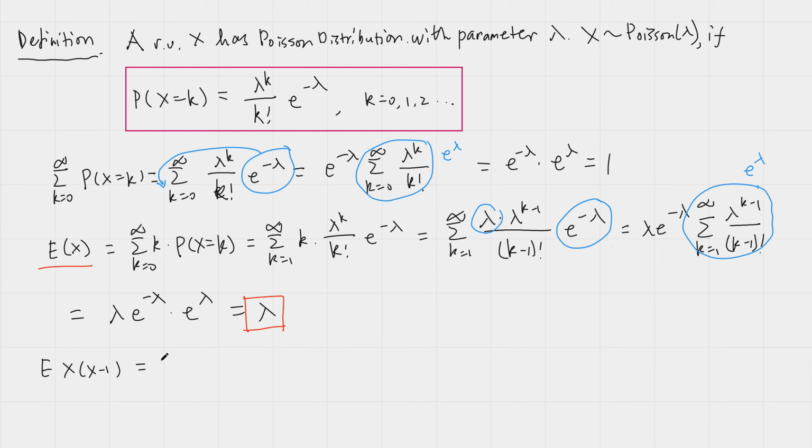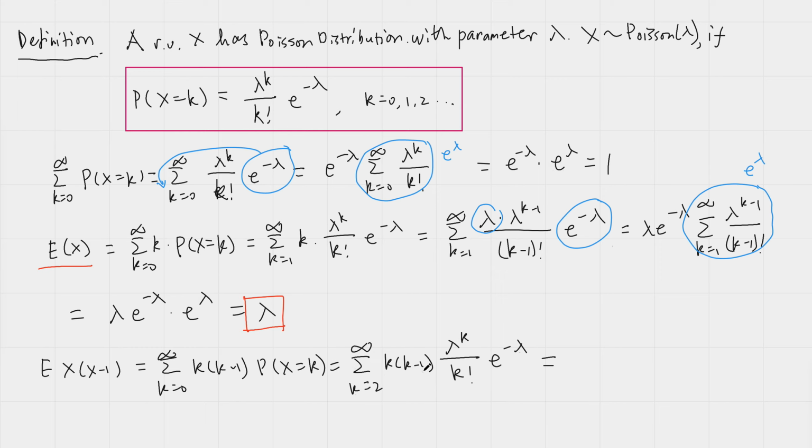So this is equal to the summation from k equals 0 to infinity of k times k minus 1 times the probability X equals k. And this is equal to the summation from k equals 2 to infinity, because when k is 0 and 1, this whole term is 0. So we only need to take the summation from 2. So this is equal to k times k minus 1 times lambda to the k divided by k factorial times e to the negative lambda. Now the k times k minus 1 cancels out the k times k minus 1 in the denominator.